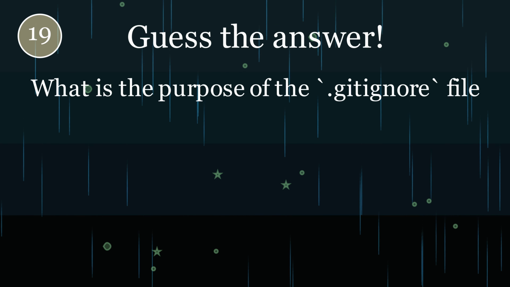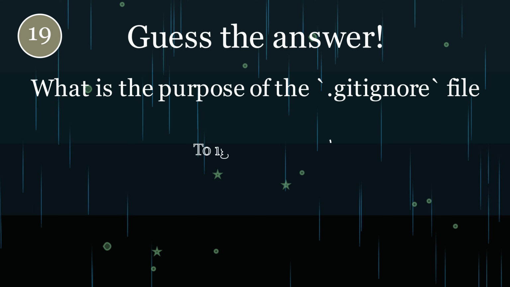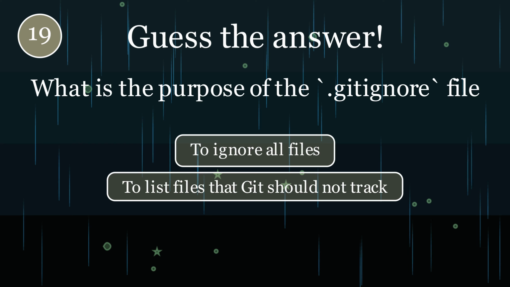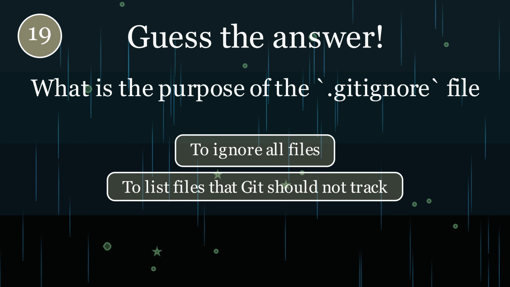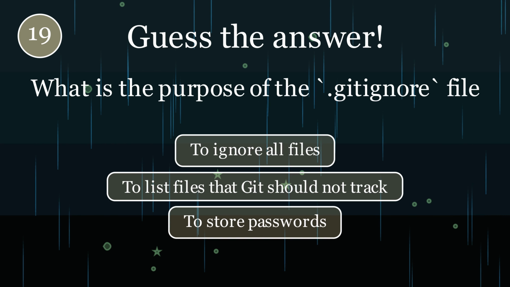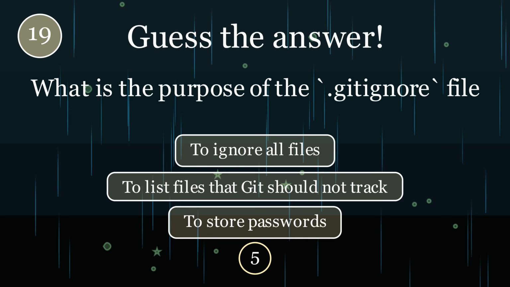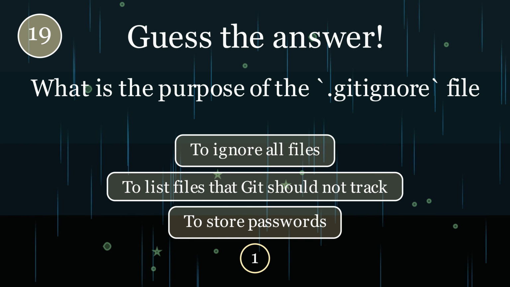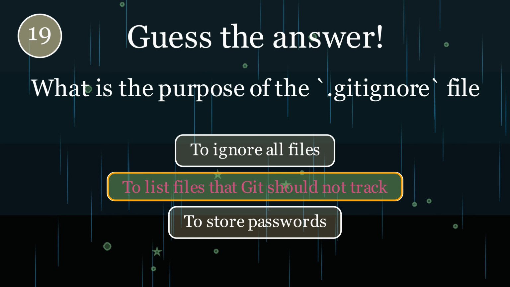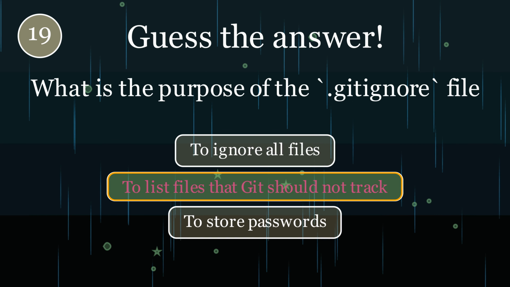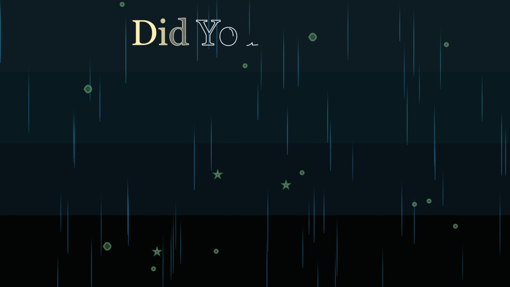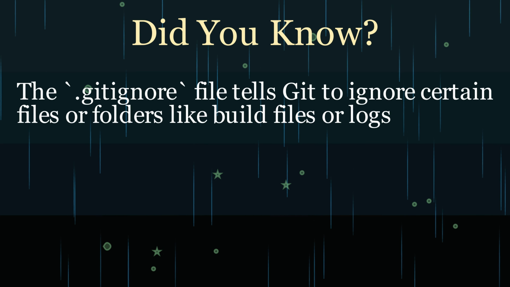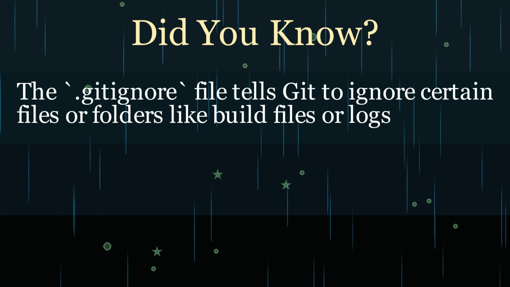What is the purpose of the .gitignore file? To ignore all files. To list files that Git should not track. To store passwords. The correct answer is to list files that Git should not track. Here's an interesting fact. The .gitignore file tells Git to ignore certain files or folders like build files or logs.